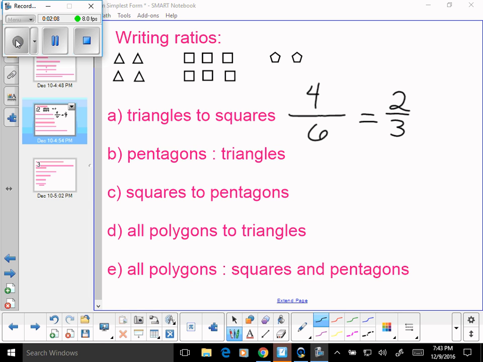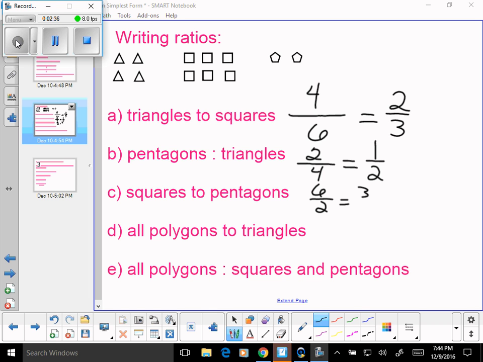Now let's look at B. We have pentagons, 2, over the number of triangles, 4, which we can reduce to its simplest form of 1 to 2. At this point, hit pause, and you do C, D, and E. The number of squares would be 6 to the number of pentagons, 2.